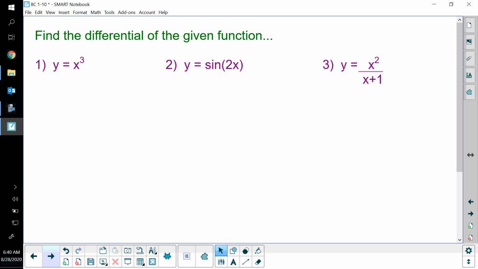So to start out, we want to find our differential. In other words, we want to get that dy alone. So we'll take our derivative to start out. Dy over dx would equal 3x squared. And then just multiply the dx over to get the dy alone.